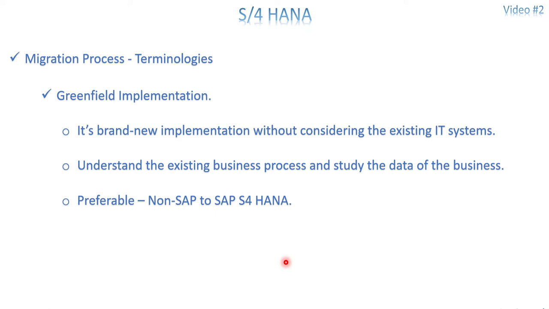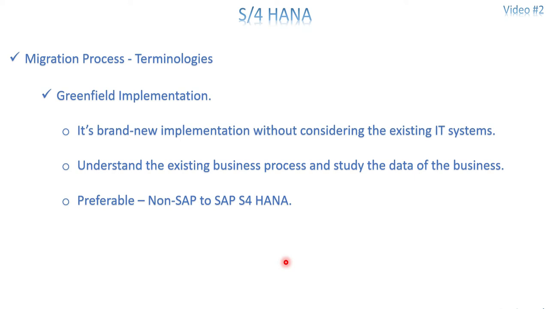So the first one is Greenfield implementation. It's very simple: start from scratch. Okay, it's a brand new implementation without considering the existing IT system, meaning they have a tool or a product to maintain the business data. Even if they have SAP as well, they are running on SAP ECC 6 or they are running on a non-SAP system, whatever it is.